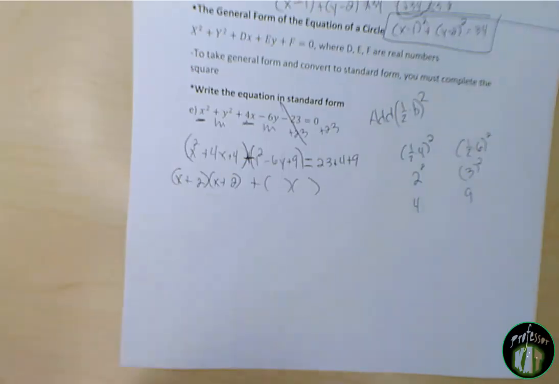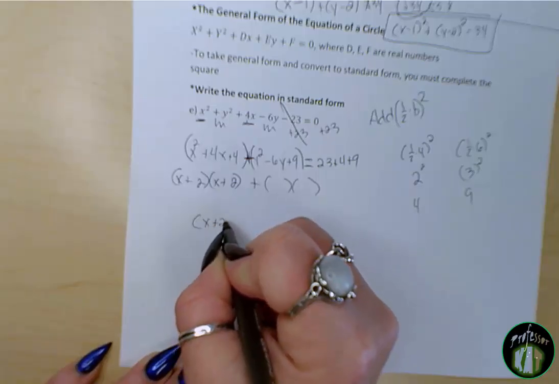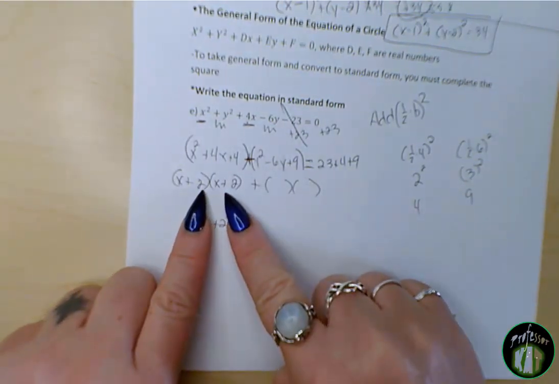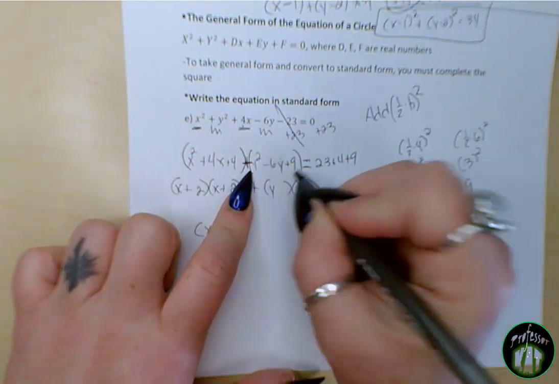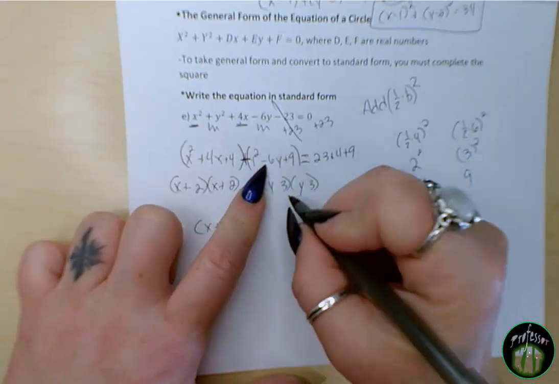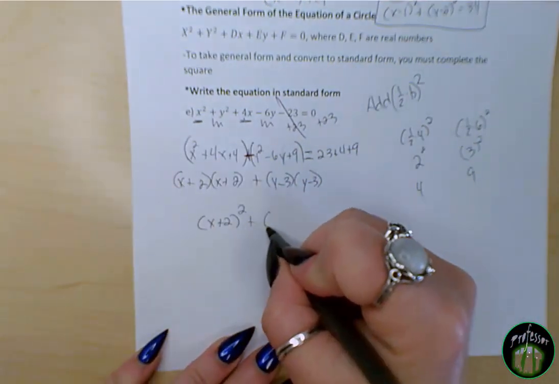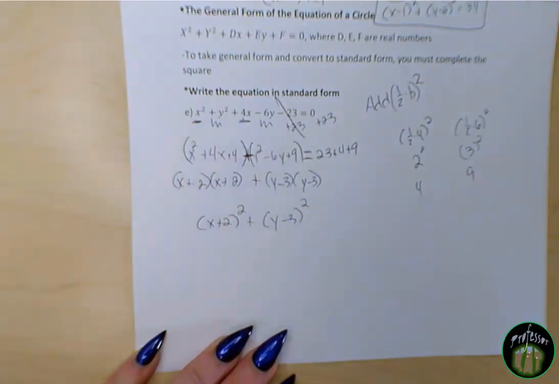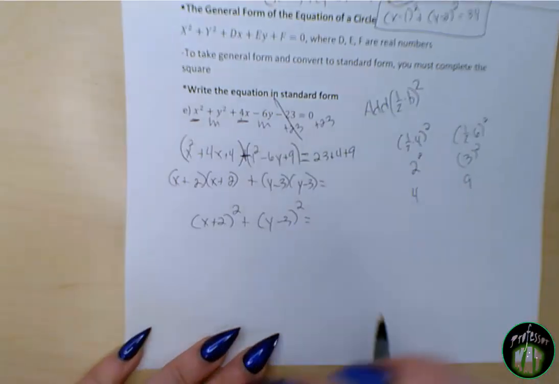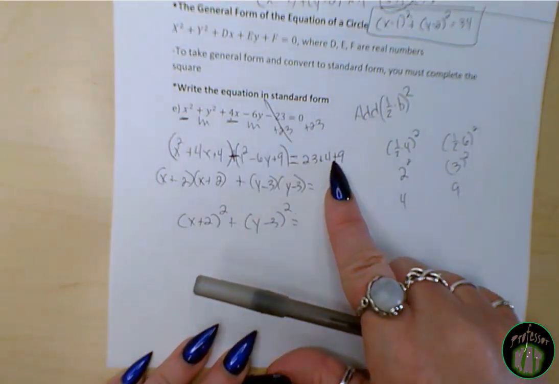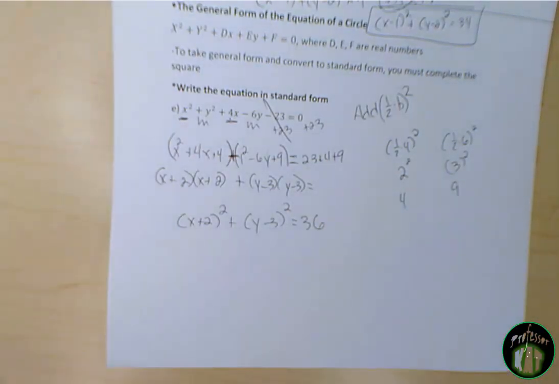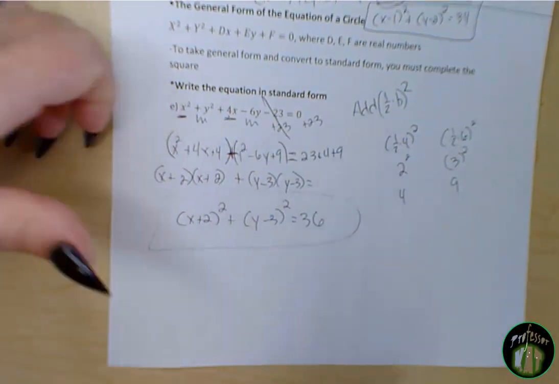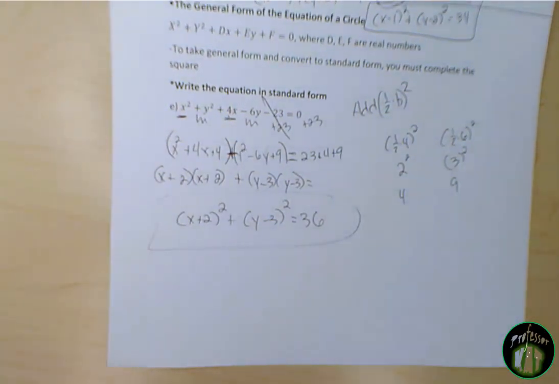This does factor to x plus 2 times x plus 2, which are the same thing, which means we can group them: x plus 2 squared. They should be the same factor every single time. Over here, y times y is y squared. 3 times 3 is 9, and these should be minuses, making this y minus 3 squared is equal to the right-hand side. Add up all these numbers. 23 plus 4 is a 27, and 27 plus 9 is a 36. This is your equation of this circle here in standard form.